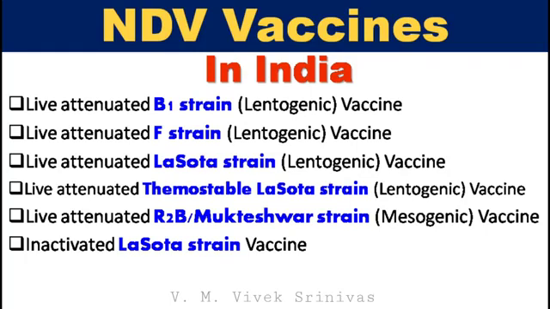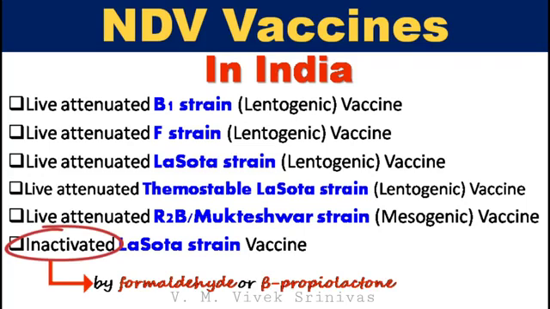Thermostable vaccines are easily preserved and transported, because they are relatively resistant to inactivation on exposure to elevated temperatures. The first five are cultivated and attenuated in specific pathogen-free embryonated eggs. And the last one is cultivated and the virus inactivated using formaldehyde or beta-propiolactone.